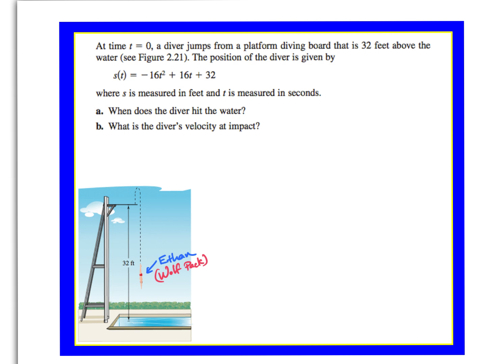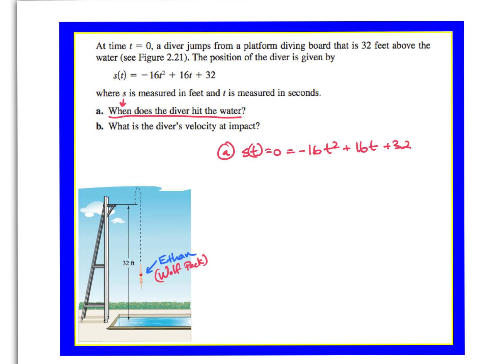All right, so let's keep going. So when does Ethan, the wolf pack, hit the water? When do we actually need to find that? What is the water? Zero. Our position is 0. So we need to figure out the time. That's our when. And so we need to set S of t equal to 0. So I'm setting this negative 16t squared plus 16t plus 32 equal to 0. And this is totally factorable. So we're going to factor it. You don't need a calculator on this one, but you might later on.